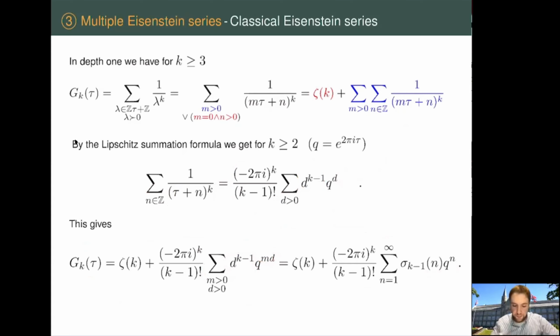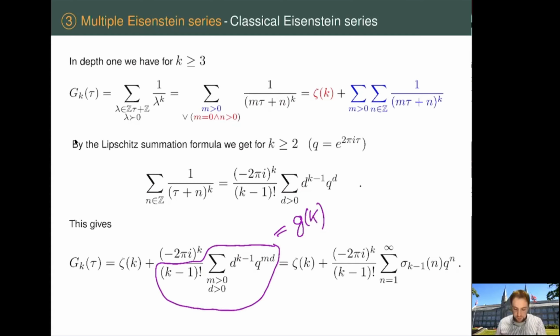The reason why I explain this in such detail is that I want to define a multiple version now of this part here. So I will be interested in this part, which I will call g_k.